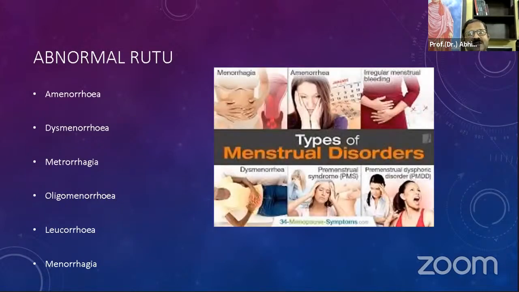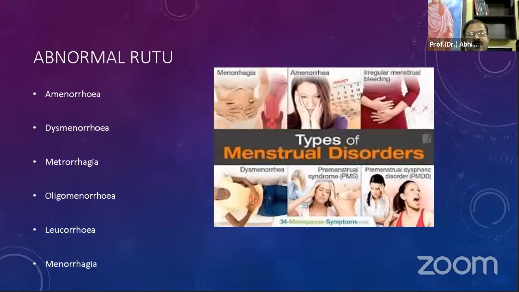Now we will see the abnormal Rutu. So what is abnormal? Amenorrhea, dysmenorrhea, metrorrhagia, oligomenorrhea, leukorrhea, menorrhagia. All these things come into the abnormal menstrual cycle or abnormal Rutu.